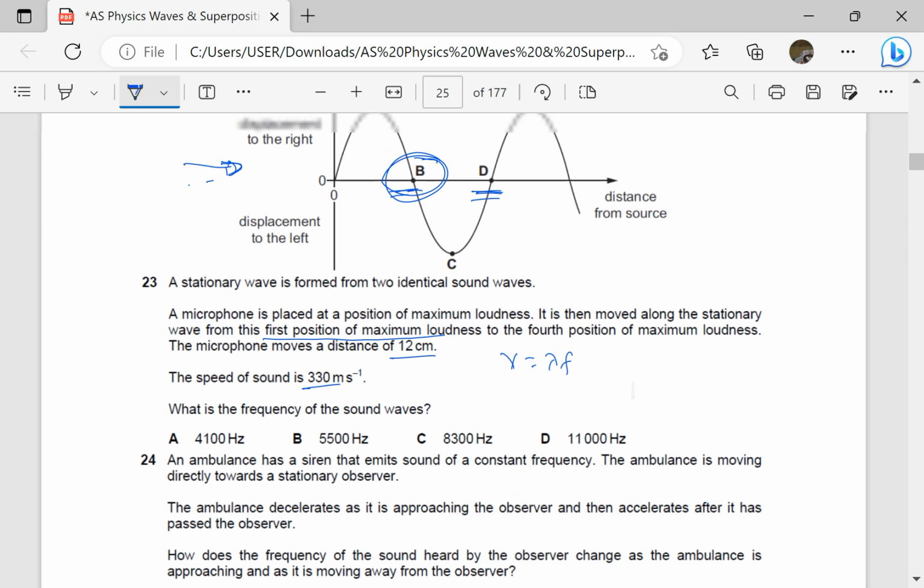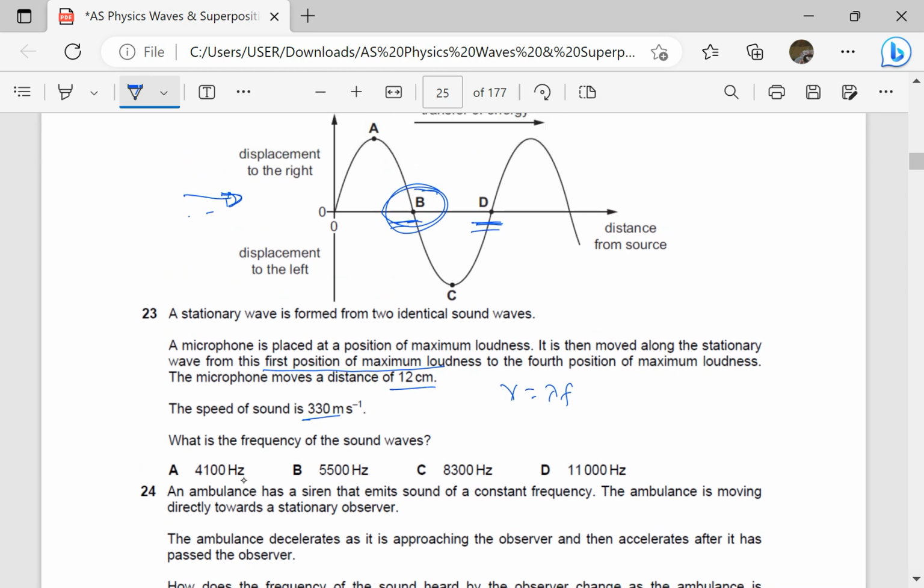Let's try to sketch this. If we assume that this is the position of first loudness, second loudness, third loudness, fourth loudness, the microphone is moved from the position of first loudness to the fourth position of maximum loudness.